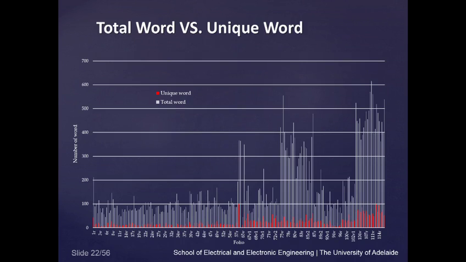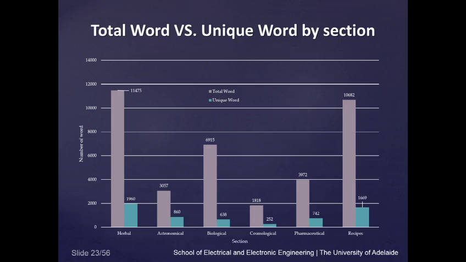The graphs show the total words and the unique words on each page. The white bar is the number of total words on that page, and the red bar is the unique words on that page. And you can compare that one with this one. This is the total words and unique words by section. You can see, for example, in the herbal section, there are around 2,000 unique words.